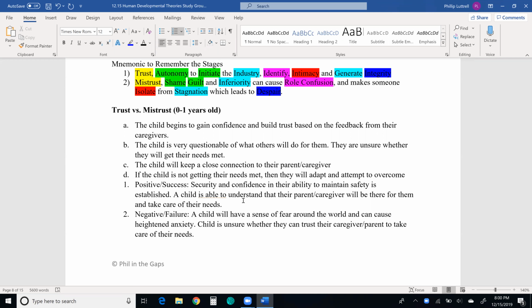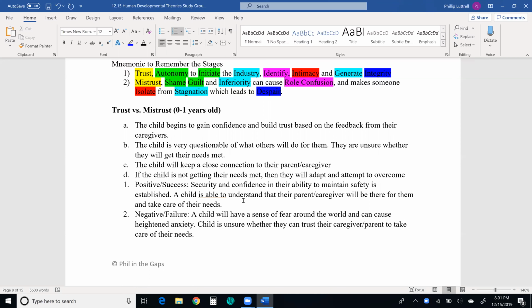So if it's a positive and success, security and confidence in their ability to maintain safety is established. So if a child is getting their needs met consistently, and if they have a caregiver or parent there to look out for them, they will start having a sense of safety within that environment and look to that parent or caregiver for some type of feedback. So the child is able to understand that their parent or caregiver will be there for them and take care of their needs.